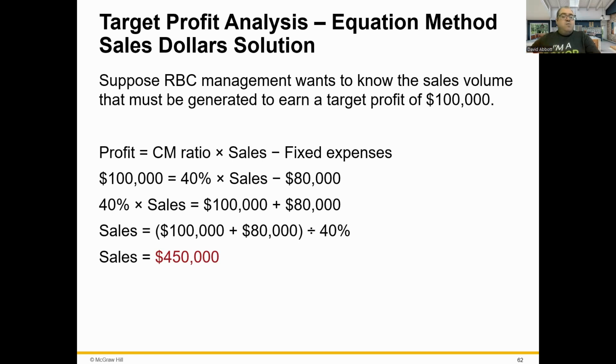So for this, what you would do again is just plug in our numbers. Our profit that we want is 100,000. Our contribution margin is 40%. We need to know the sales. So we'll say sales, that's what we're solving for, minus our fixed expenses. So we have 100,000 plus 80,000. We do that first. So 180,000 divided by the 40% is going to be 450,000 in sales.